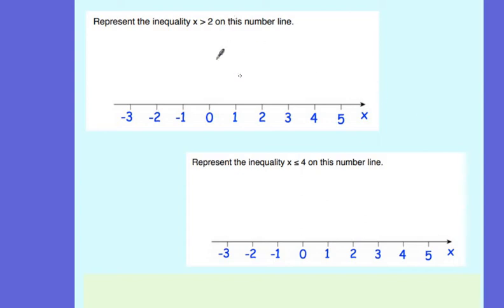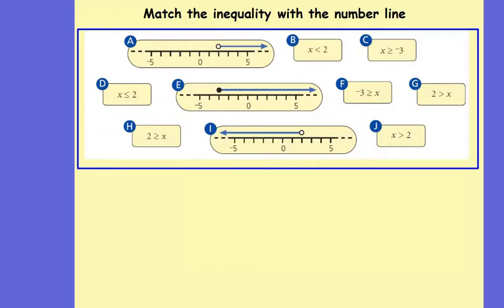Right, let's go through the answers. This time I've got x is greater than 2, so I need an empty circle on the 2. Why is it empty, Jonas? Because it's not greater than or equal to, it's just greater than. Brilliant. So we're not including the number 2. However, we are including all the numbers that are greater than 2. For the second example, I've got x is less than or equal to 4, so I need a filled in circle on my 4 and an arrow going this way, indicating all the numbers that are less than 4.